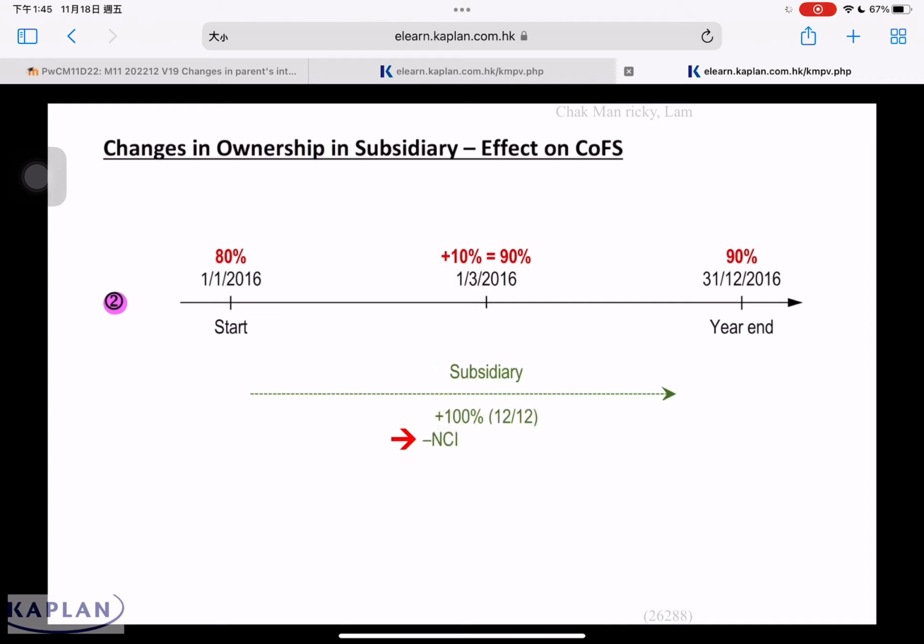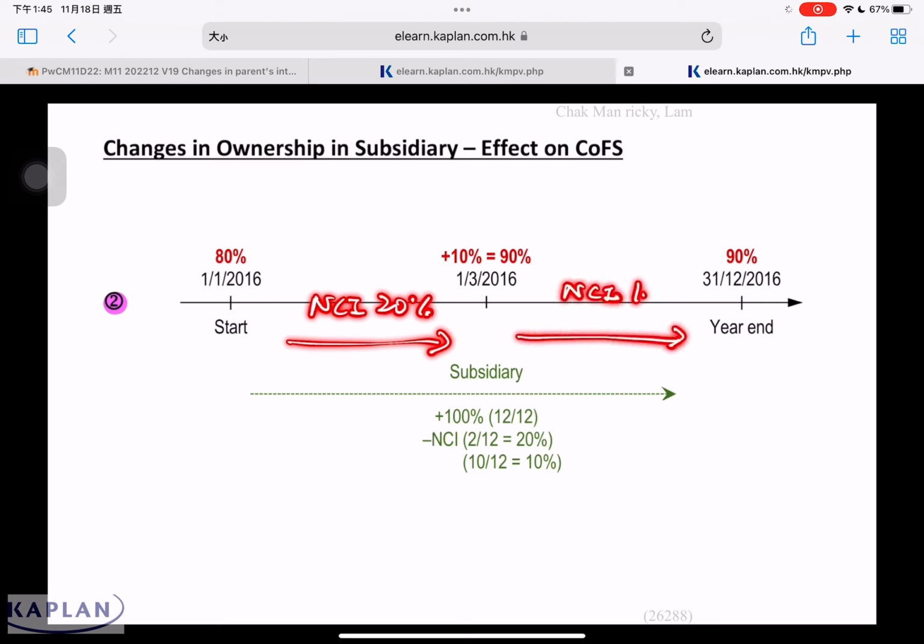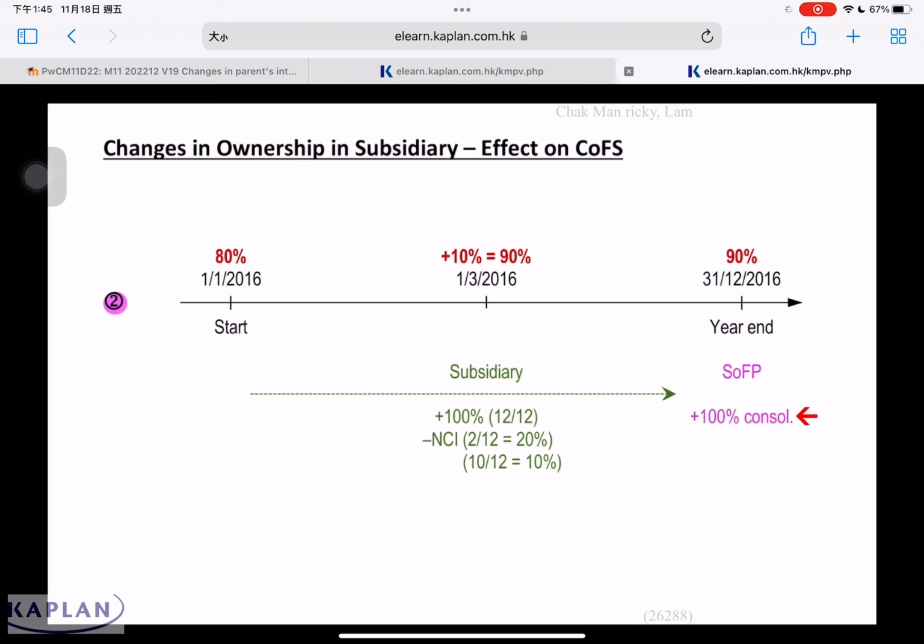Then we must less NCI. For NCI, we have to be careful. The first 2 months, the NCI is equal to 20%. The next 10 months, the NCI is equal to 10%. We will consolidate as normal, but to account for NCI, we just need to be careful. When we prepare the consolidated statement of financial position, we still do 100% consolidation because we have control. Then at the year end, the NCI is equal to 10%.